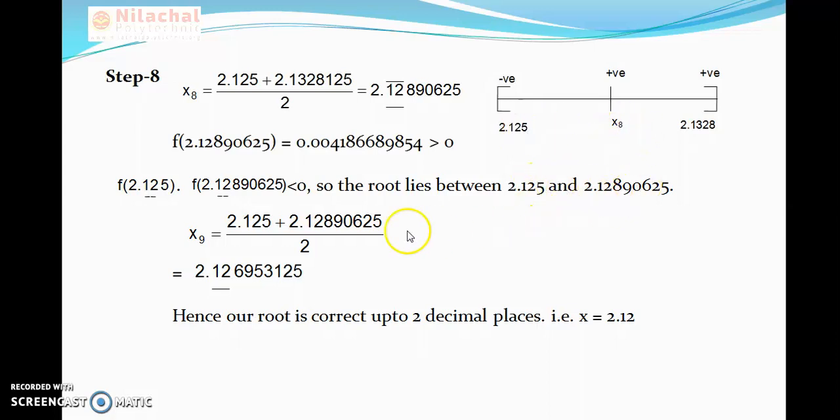Clear? After that again we will find the next approximation x9 equals the middle of these two, divided by 2. That equals 2.126953125. And your question is asking to find the root correct up to 2 decimal places. Two decimal places means 2.1289, 2.1289. Here the first 1 and 2 are the same. So hence the root is 2.12. Thank you.